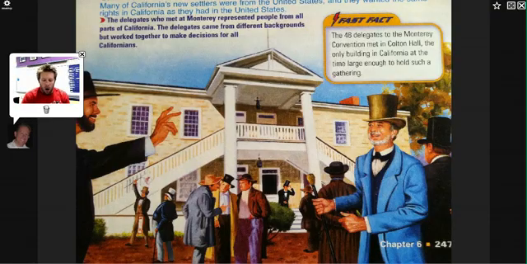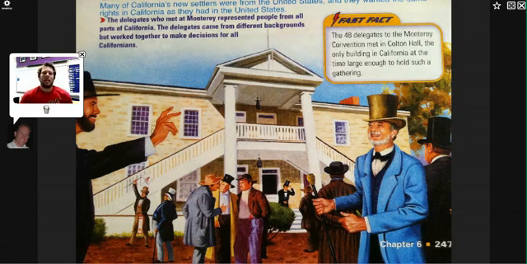Should California include all of the land that the United States had gained from Mexico? The delegates decided against this. They thought the area would be too large to govern. They decided that the eastern boundary of California should be marked by the Sierra Nevada and the Colorado River.